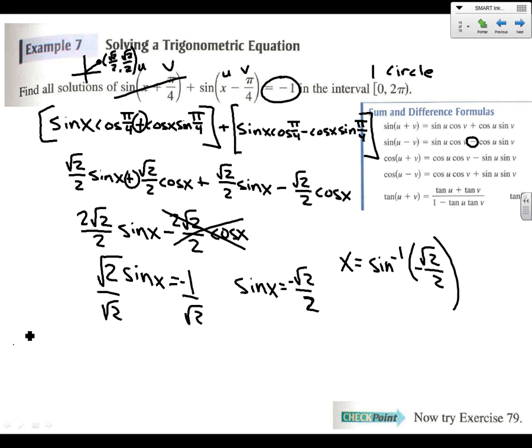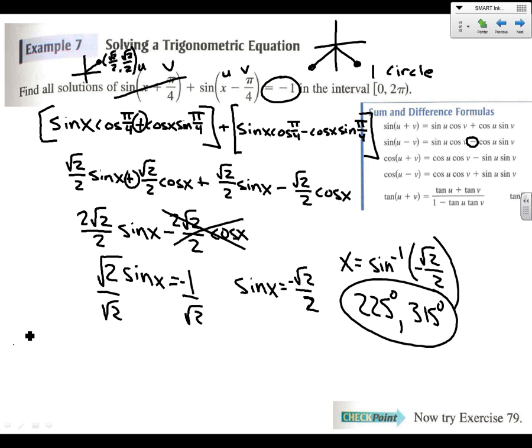On the unit circle, we need to find all the angles where the y value is negative root 2 over 2, and there are two of them. They're the 45-degree angles in quadrants 3 and 4, so that's 225, and it's also 315. And that's our solution.